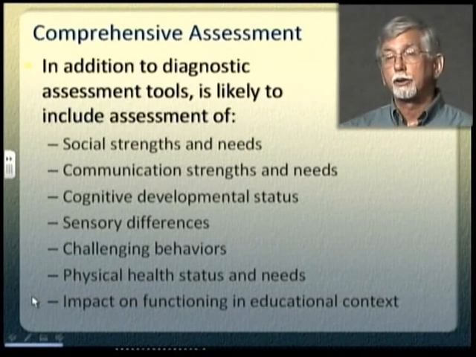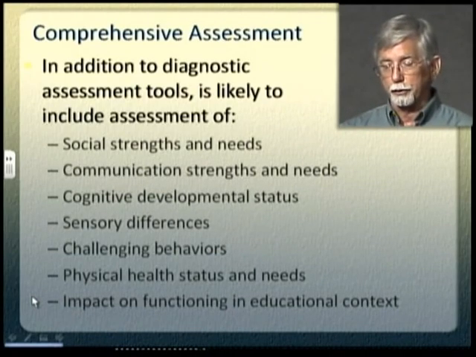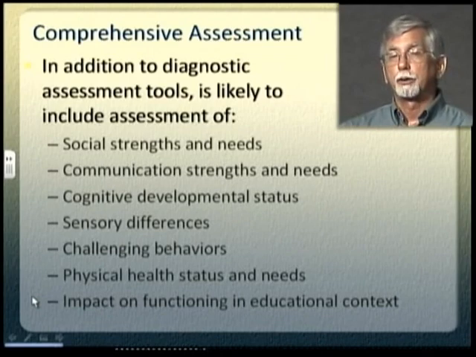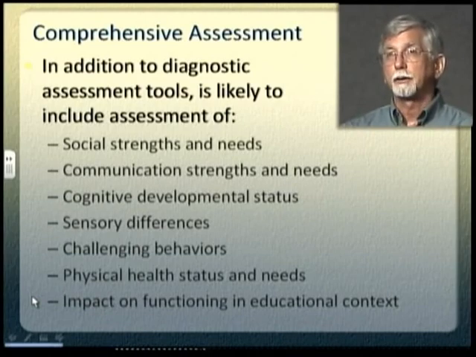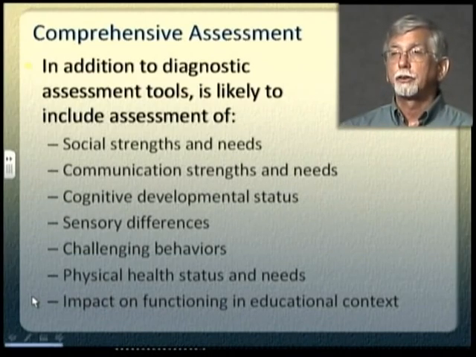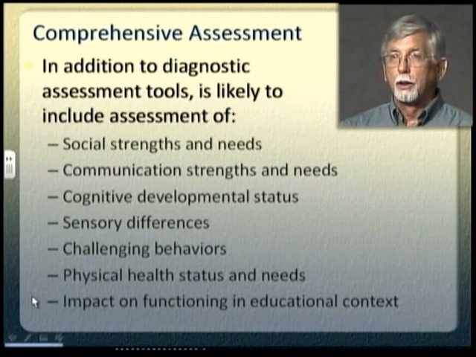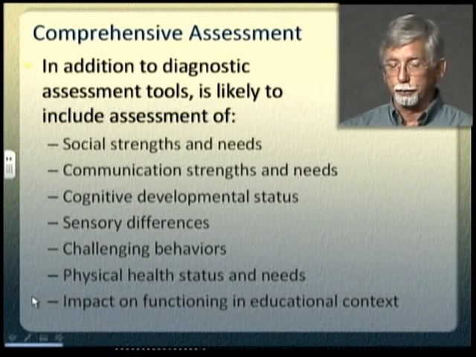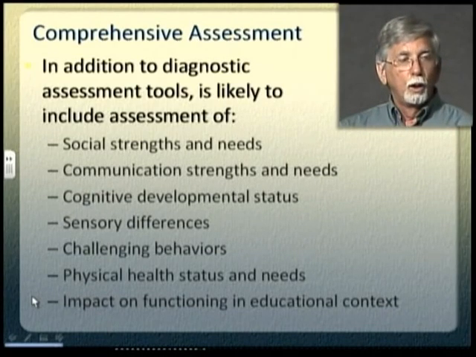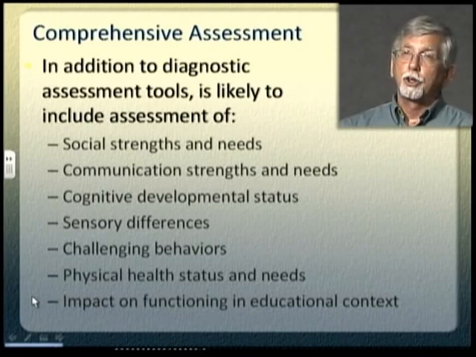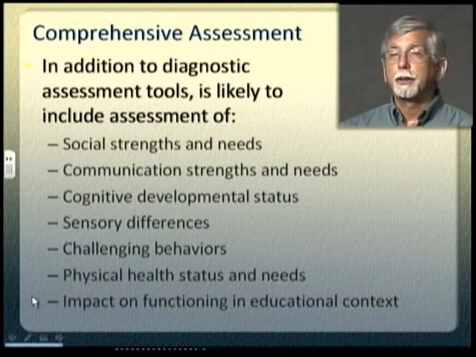So we're particularly interested, when it is a question of an autism spectrum disorder, in the child's social strengths and their social needs. What are the things that this child does well in a social context, and where are the situations in which the child's skills appear to fall apart or to fall short? We want to be sure that we have a good understanding of communication strengths and needs.